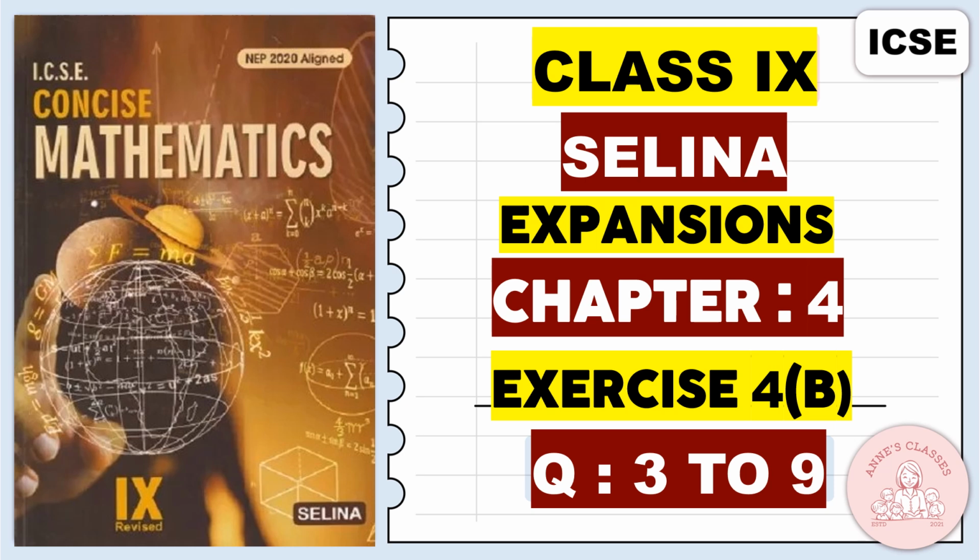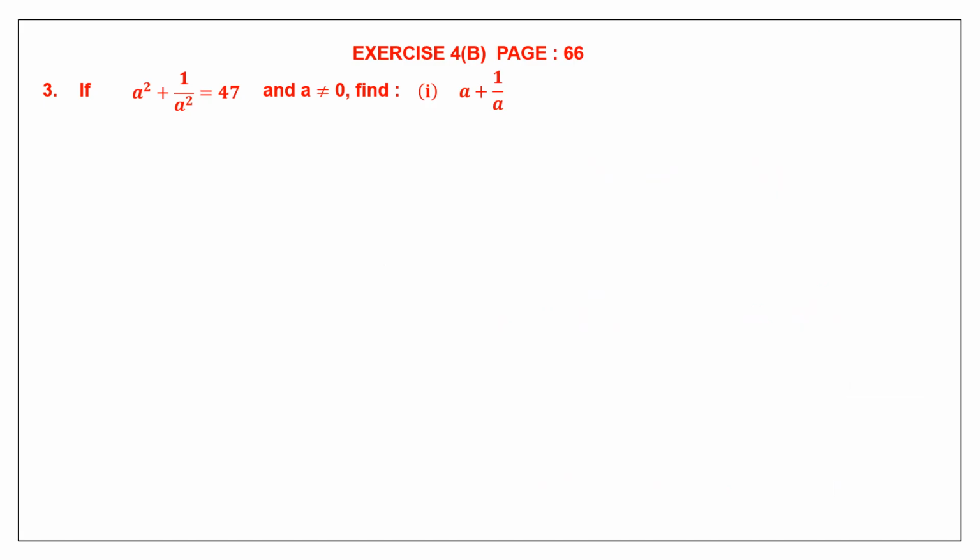Let's do expansions. Chapter 4, exercise 4b, page number 66. Question 3. If a square plus 1 by a square is equal to 47 and a is not equal to 0, find the first one, a plus 1 by a. So let's take this a plus 1 by a.